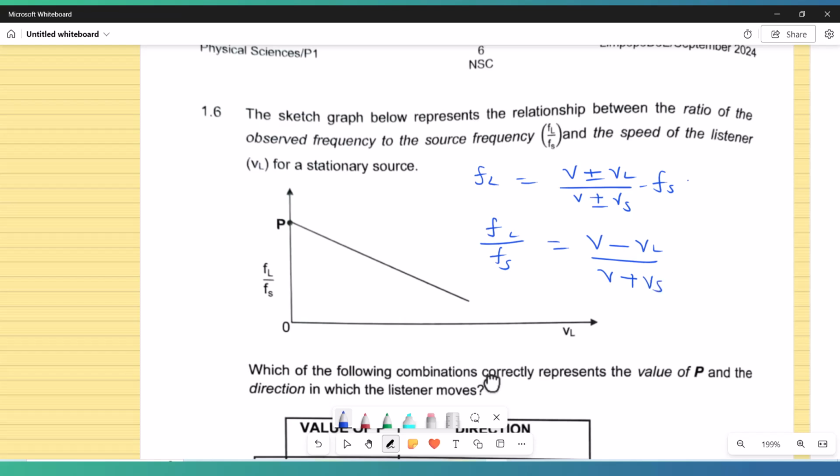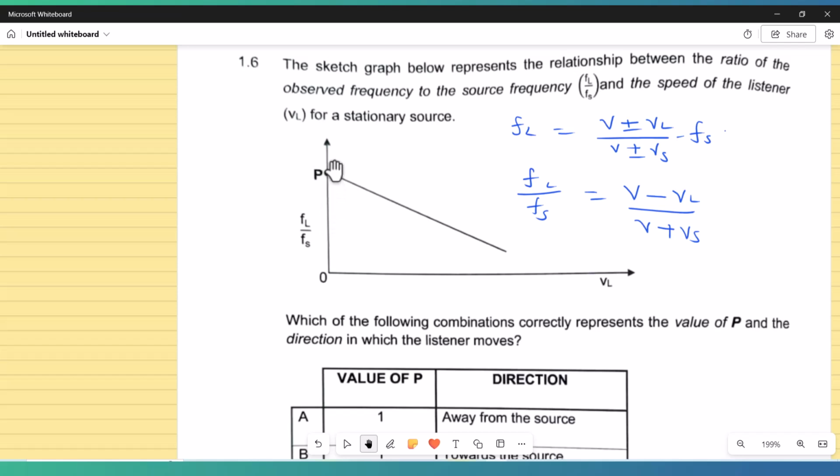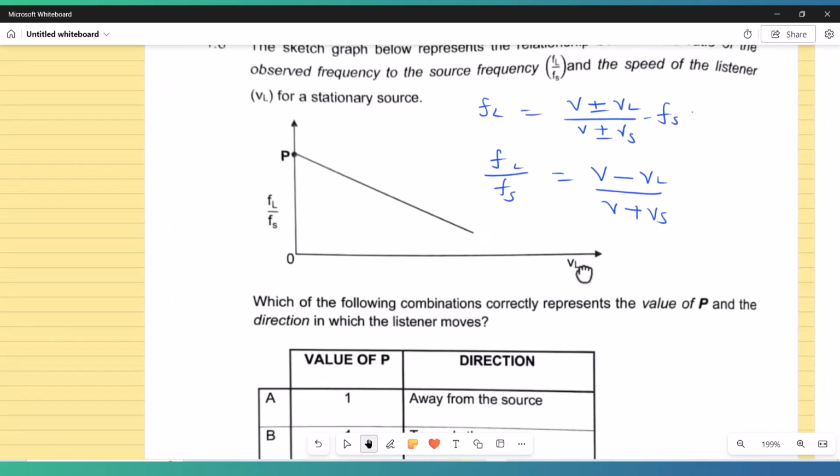Okay, so now in this case the question says the following. What are we looking for? Check it out. We need the value of p. Now the value of p here is the y-intercept, where t equals 0. So at t equals 0, it means we did not move yet, whereby f listener and f source are equal. So in that case, my p must be 1. Because we didn't move yet, p is 1.